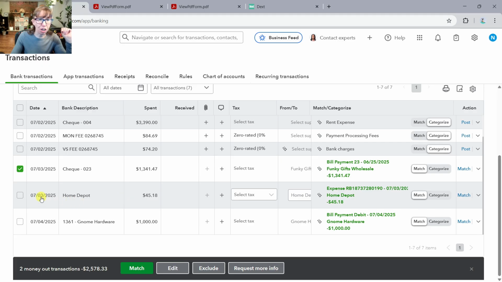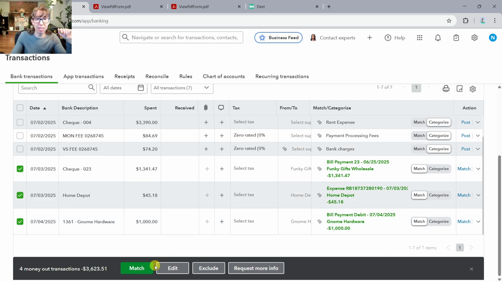Next, we've got July 3rd, Home Depot, and right here, July 3rd, Home Depot. So I'm happy with that one. And here we go. We've got GNOME Hardware on July 4th, and we entered that bill payment into GNOME Hardware from July 4th. And again, we saw the GNOME Hardware statement in the statements folder where Sarah had said, I paid $1,000 on account by debit. So that's where we put that one in from. So I'm going to go ahead and say, yep.